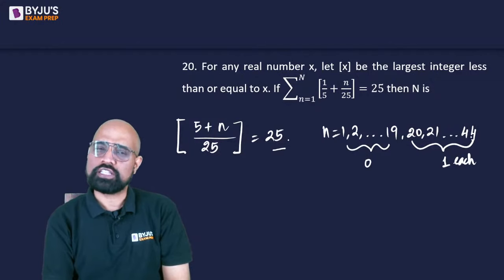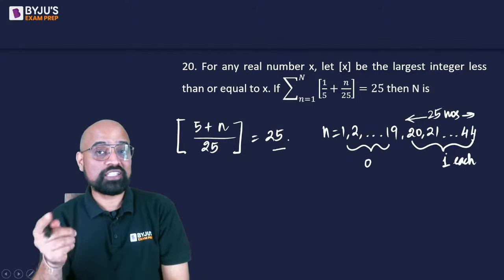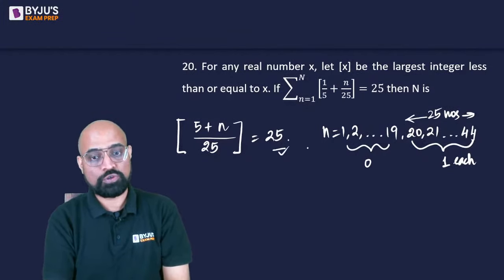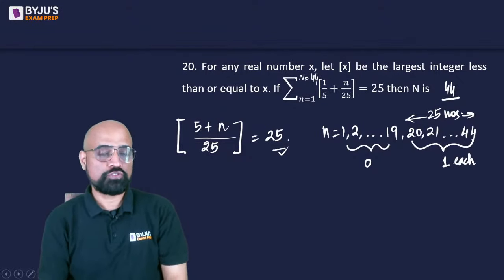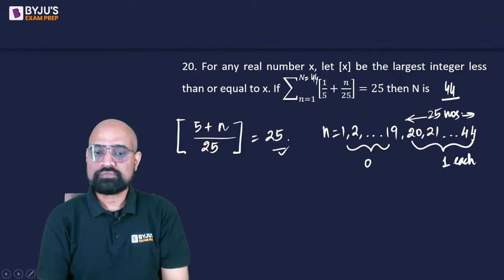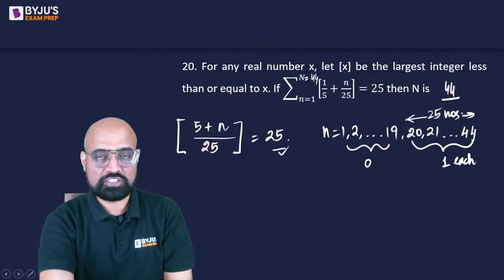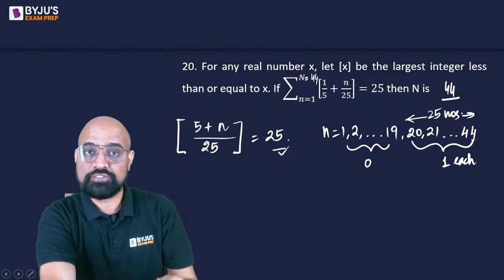How many numbers are there from 20 to 44? We have a total of 25 numbers here. So if we have 25 numbers and each one is going to give me 1, the sum will be 25. That's exactly what we want. So the largest value of n that we can put is 44. This was also a theta question, so we had to type in 4 and 4. So no formula, pure common sense, just the concept of what GIF is. GIF for me is greatest integer function, okay?